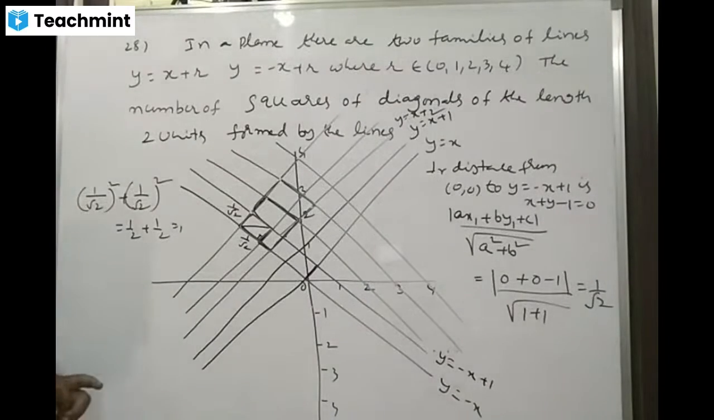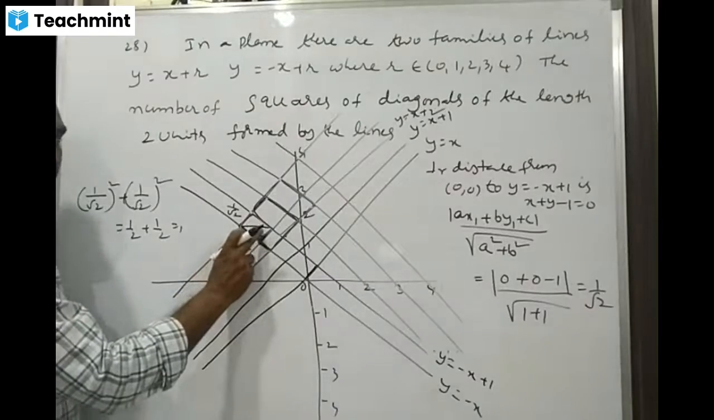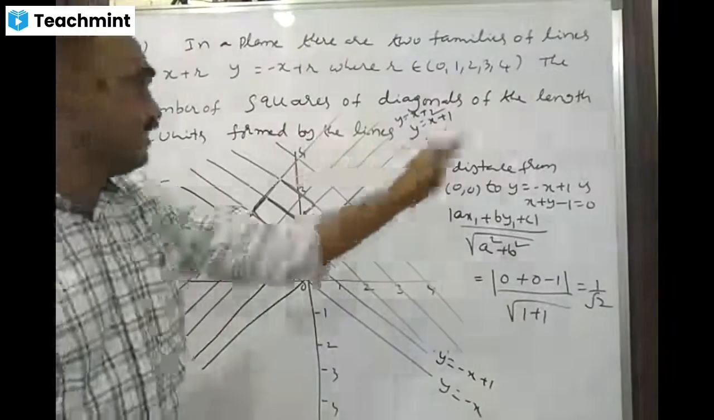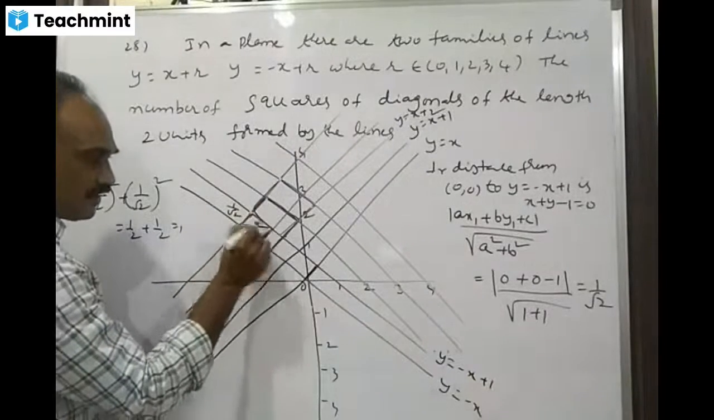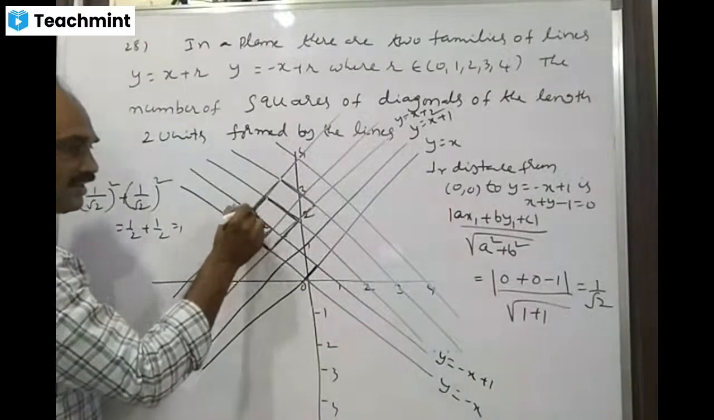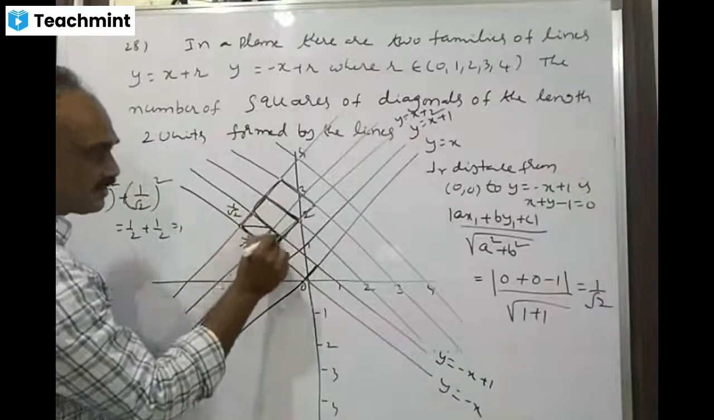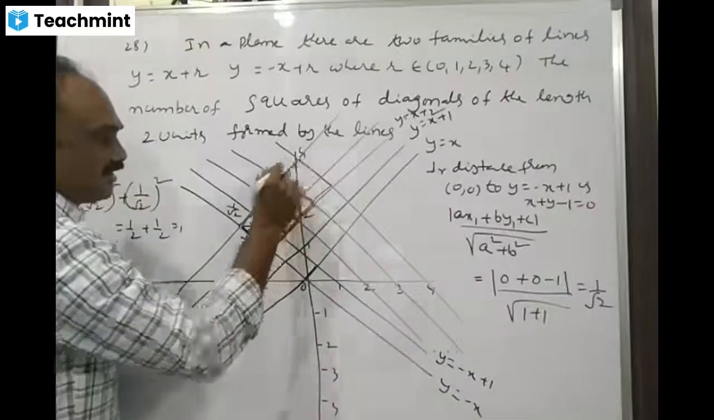So here this diagonal length is 1. But here calculate squares of diagonal length 2 units, friends. Here this diagonal length is 1 unit. Diagonal length 2 means we calculate this type of square. So this is 1 square, this is the second square, and this is the third square. Total 3 squares in this model.